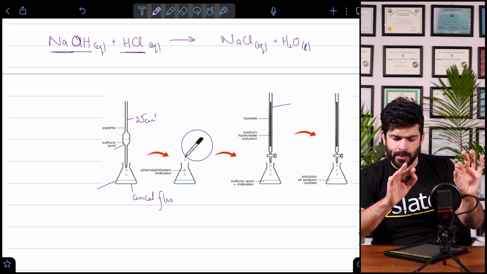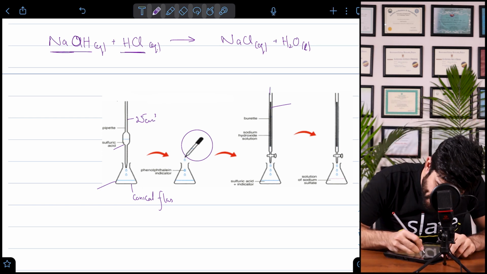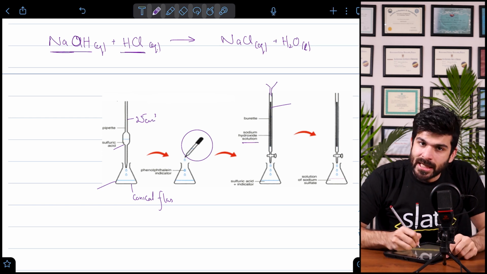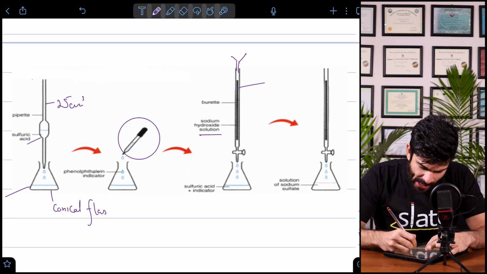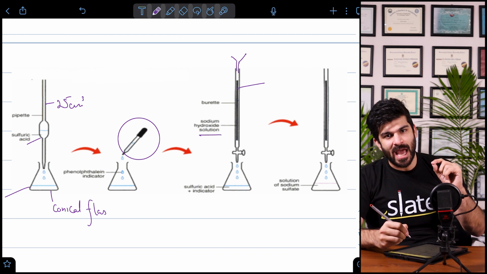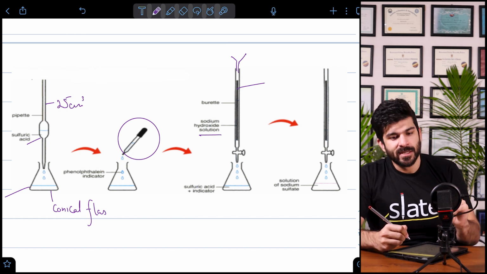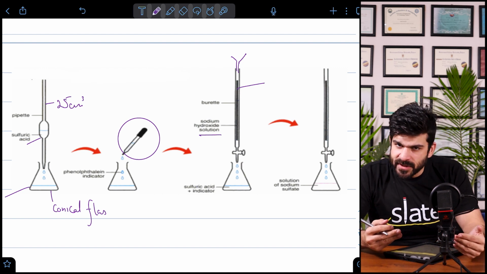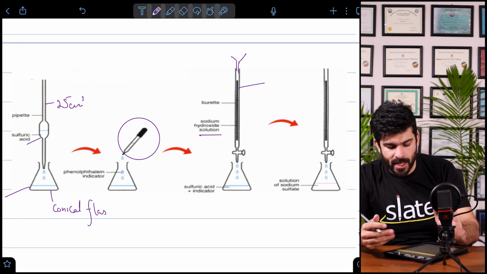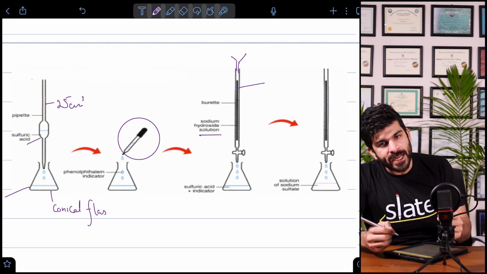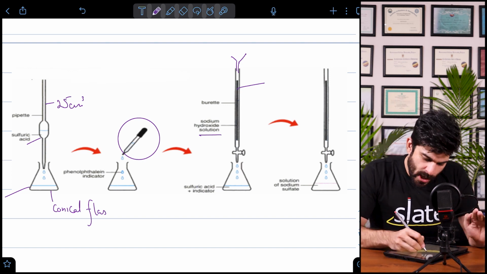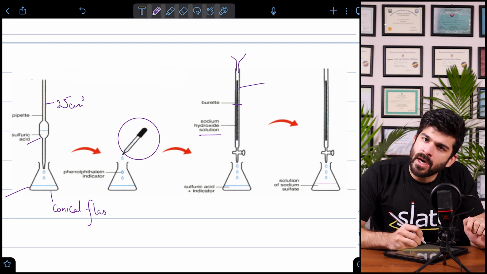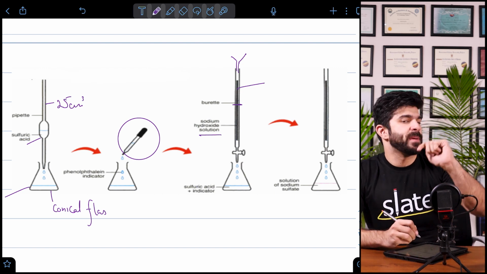And we can note the reading in burette. So let's see. Then we will use a funnel. We will transfer the alkali in the burette and we will add drop-wise alkali in the acid so that we can see the color change. The indicator has a specific color in acid, specific color in alkali. We will keep on adding it. And when there's a color change, we stop. We take the reading from here and we repeat the experiment.